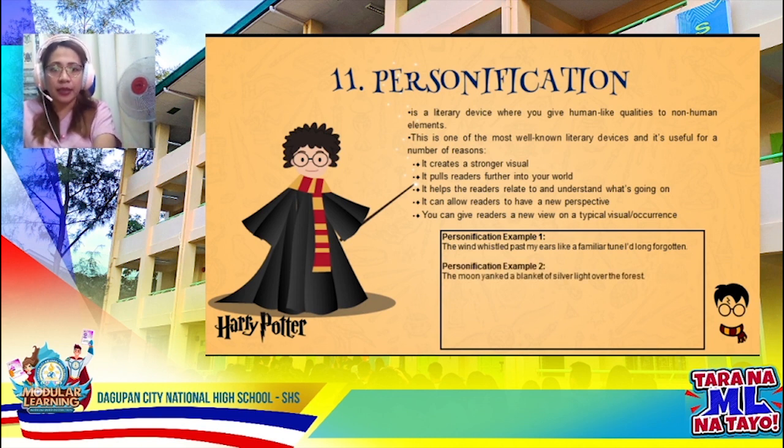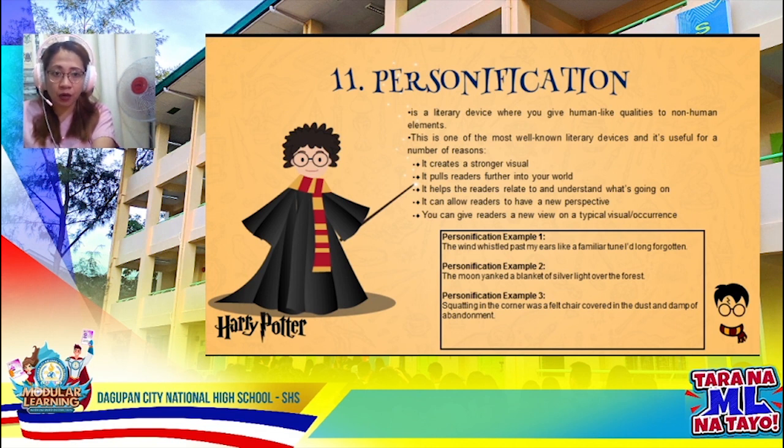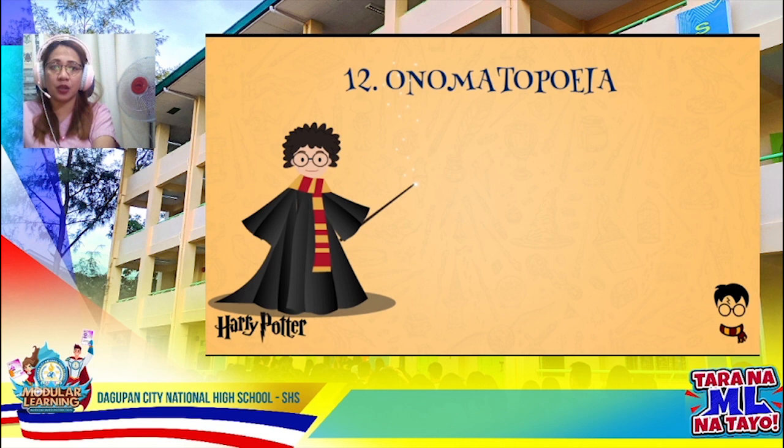So another example: the moon yanked a blanket of silver light over the forest. The moon is a thing, okay, but it cannot yank. A person can yank. So therefore, this is an example of personification. Another example: squatting in the corner was a felt chair covered in the dust and damp of abandonment. Okay? Again, squatting is a characteristic of a person, but a chair is not a living thing. But using this sentence, you try to make it as if it can squat. Therefore, it's an example of personification.